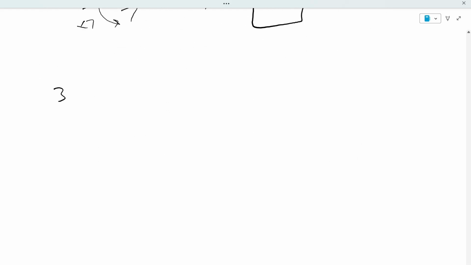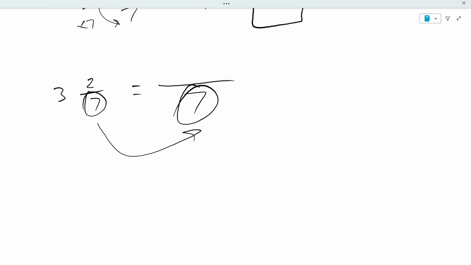There is a shortcut to do this, and the shortcut is simply this. I'll replicate my denominator, so copy the 7 on the denominator, do the whole number multiplied by the denominator, 3 times 7, 21, and add the numerator, 23. And this will work for all mixed numbers. We'll do a couple of examples.